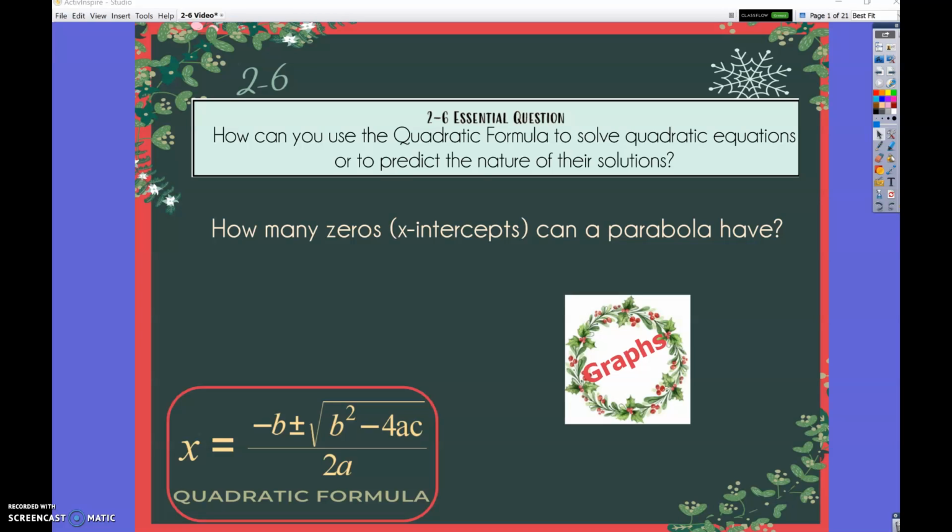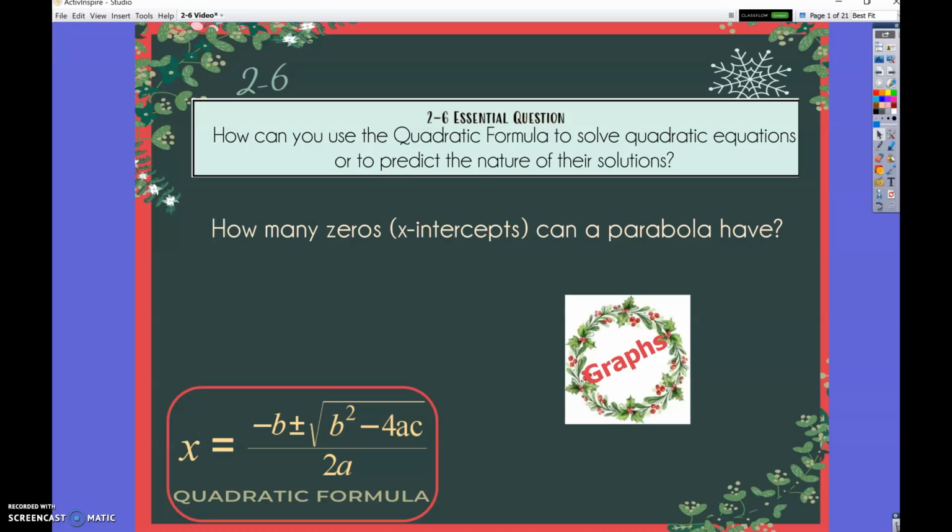In section 2-6, we're looking at the quadratic formula. You likely remember it from that lovely ditty, x equals negative b, when you were solving in Math 2 and taking a quadratic formula and filling in all those lovely formulas, as you'll see here down at the bottom. The first question we want to look at is how many zeros or x-intercepts can a parabola have?